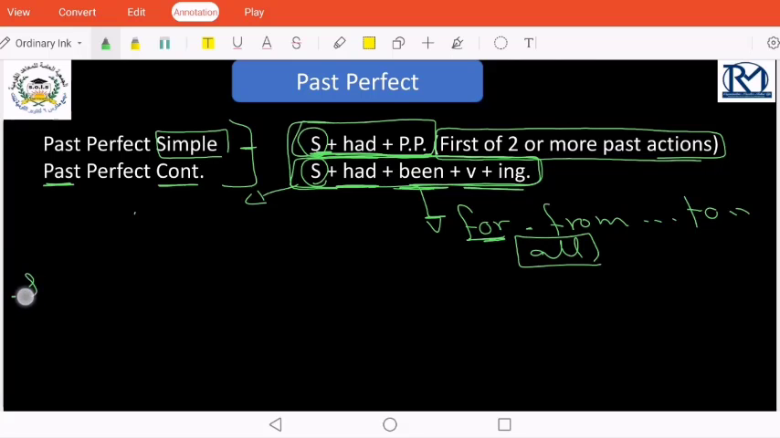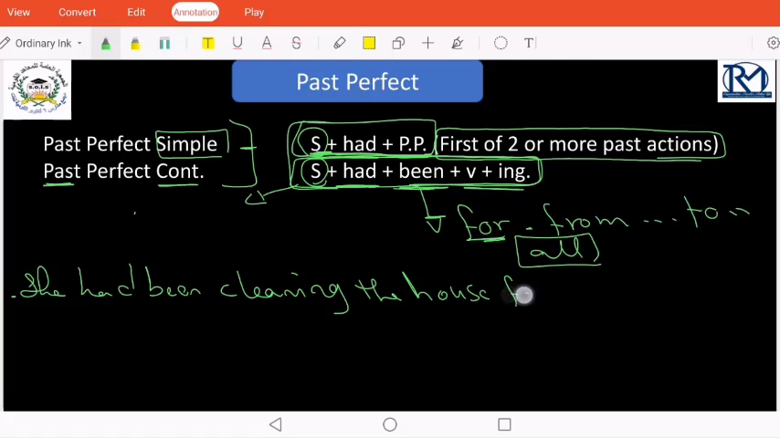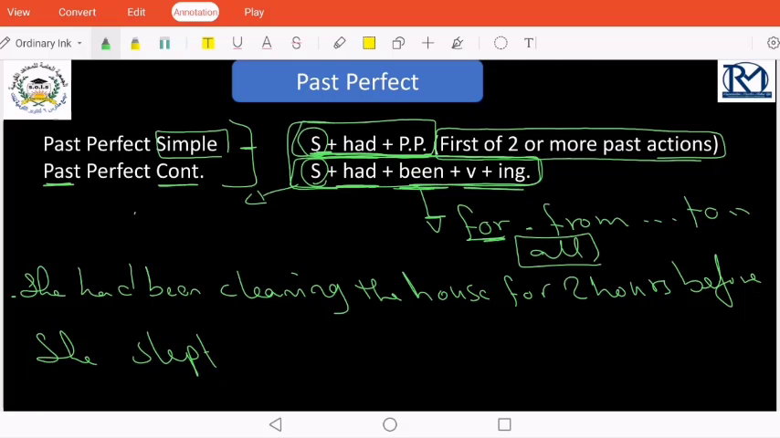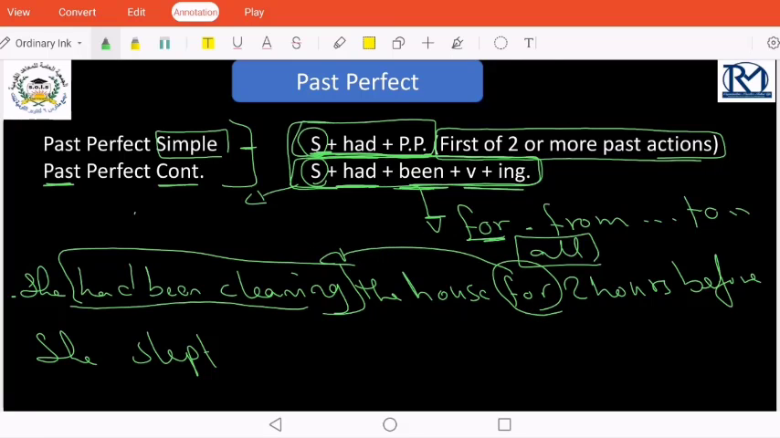For example, she had been cleaning the house for 2 hours before she slept. In this sentence, we use the structure had been cleaning the house because we have in the sentence the word for, and the word before, which is one of the most important keywords of the past perfect tense. The word before here joins the two sentences together.